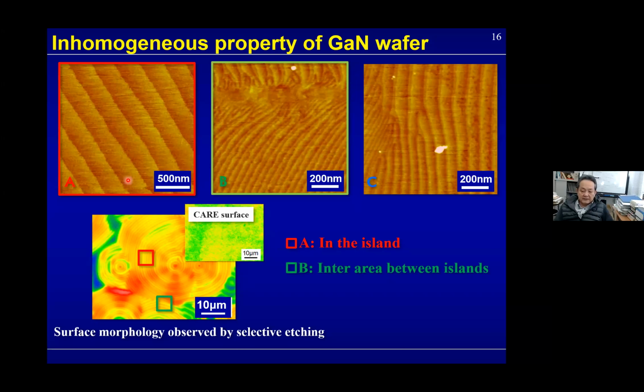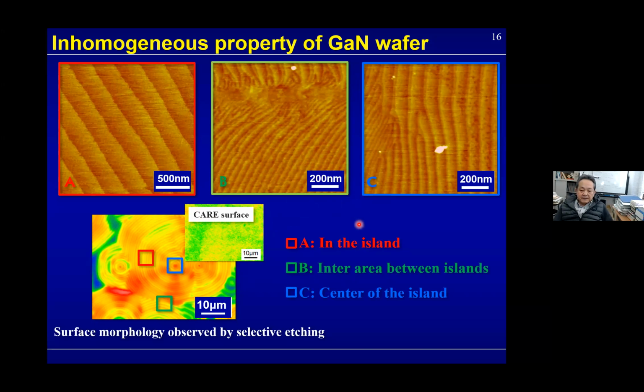And the intermediate area between two islands, the structure is so strained, as you can see here. The step line is curved like this, highly strained. And in this central area, we find many dislocations, as you can see here, here, and here. There are many dislocations, as we expected.